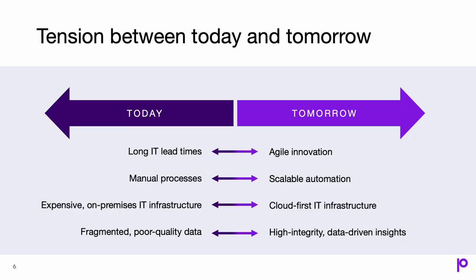This corresponds with the tension that we have between today and tomorrow, where today we've got a lot of legacy processes and legacy systems that tend to slow us down and make things more difficult. We want to get to the state tomorrow where we're agile and able to move quickly, and we've got automation across the organization, and we have AI-ready data. So our data is no longer siloed, it's no longer fragmented, it is in a much better place.